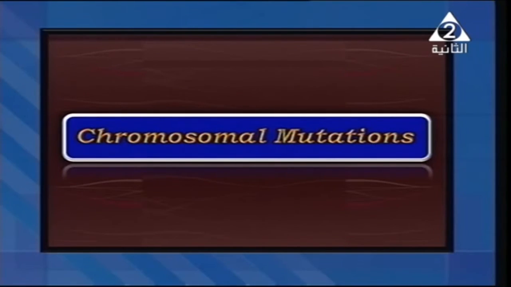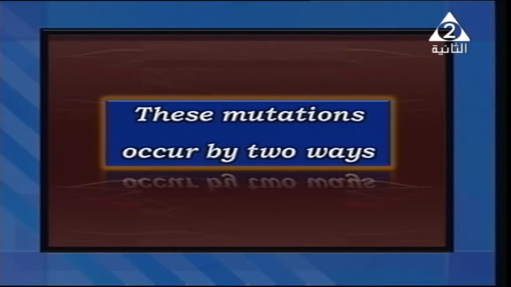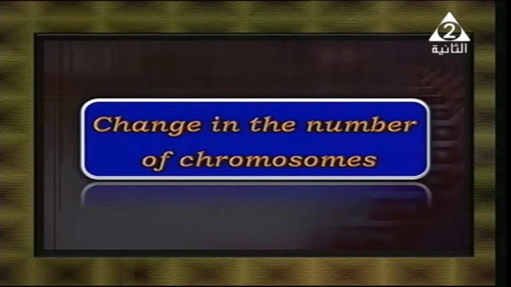The chromosomal mutations here. These mutations occur by how many ways? Two ways. They are what? Number one, it may change the number of chromosomes itself. We can miss a number of chromosomes. We have 46 chromosomes in each somatic cell, and this number may be increased or decreased. And this disorder, we call it in biology what? Change in the number of chromosomes. Yes, we call it the chromosomal mutation.